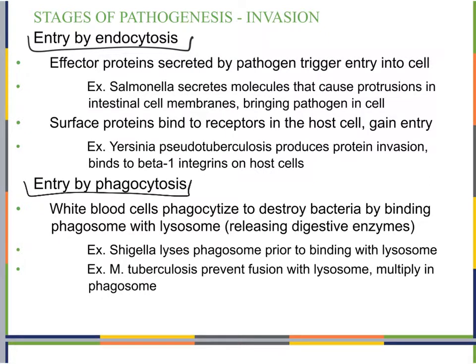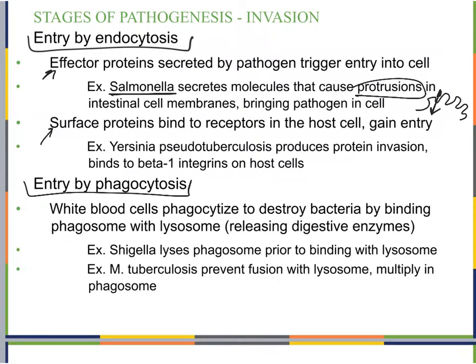So if we look at entry by endocytosis, this is when effector proteins are secreted by the pathogen, and it's going to trigger the cell to bring it into itself. So for example, Salmonella secretes molecules that are going to cause protrusions in the intestinal cell membranes, and then that brings the pathogen into the cell. So these protrusions are kind of like wavy parts of the plasma membrane. And then when it does this, it actually is going to grab onto the bacteria, and then it brings it into the actual intestinal cell, and then that's where we get our intestinal tract issues.